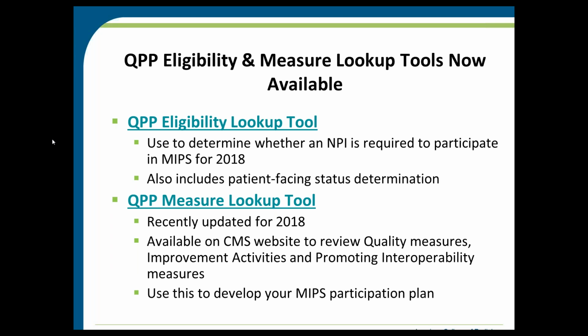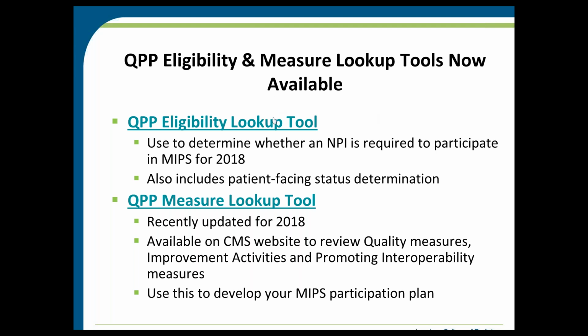So CMS recently released these for 2018. They've got the QPP Eligibility Lookup tool available. That's where you can enter your NPI to determine whether you're required to participate in MIPS for 2018. And one nice thing about it, it's also going to show you what your patient-facing status is. As you know, whether you're considered patient-facing or non-patient-facing can determine whether you're supposed to participate in certain categories and how many improvement activities you have to submit.